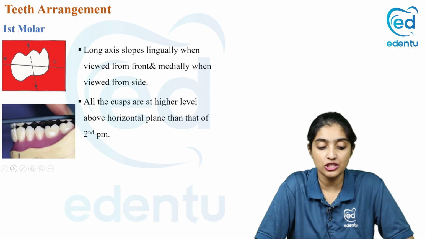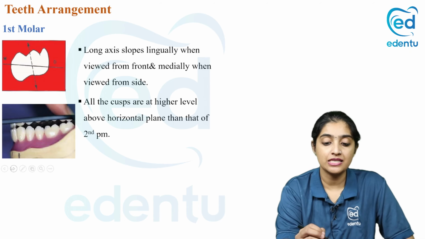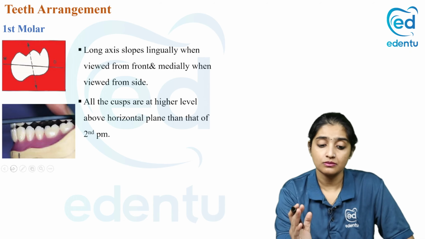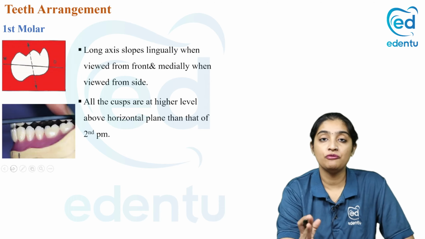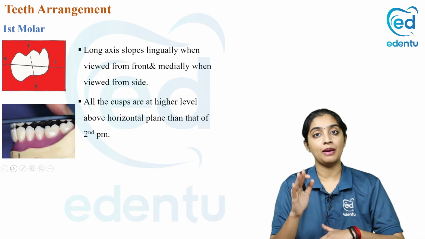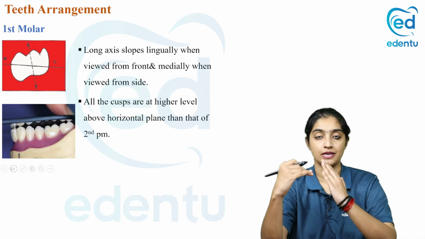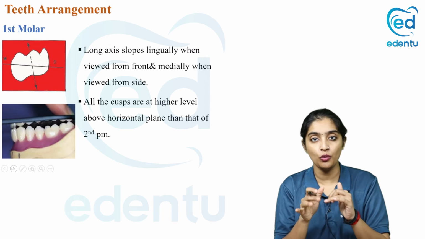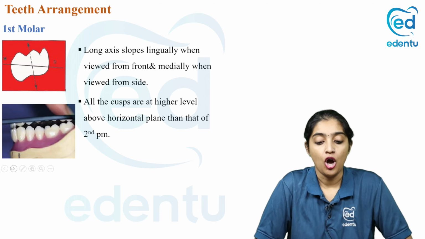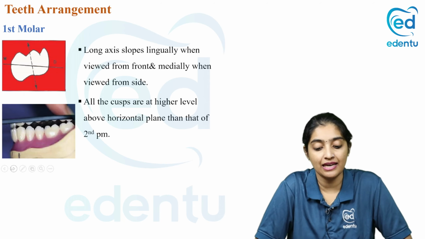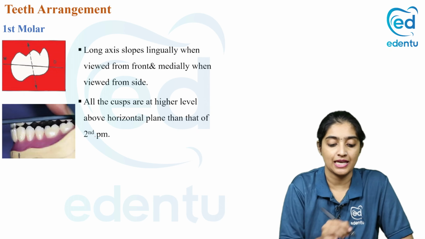Now coming to the first molar, the long axis slopes lingually when viewed from the front and mesially when viewed from the side. In the upper, remember, it is buccally and distally. So in compensation, in the lower, it is lingually and mesially. All the cusps are at a higher level above the horizontal plane than that of the second premolar.